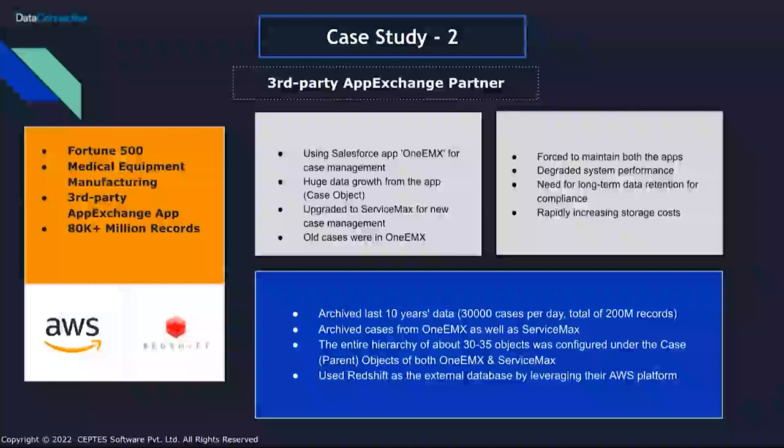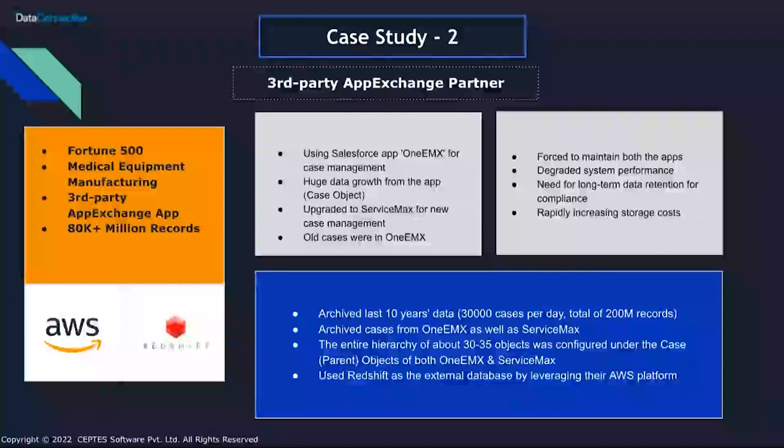The products they were using are OneEMX and ServiceMax, and they had 80,000 plus million records to be archived. It was a huge amount of data, and it was 10 years old. We archived cases from both OneEMX and ServiceMax, these third party AppExchange applications. They had a complex hierarchy of about 30 to 35 objects configured, which we were able to archive, and they archived using AWS Redshift.